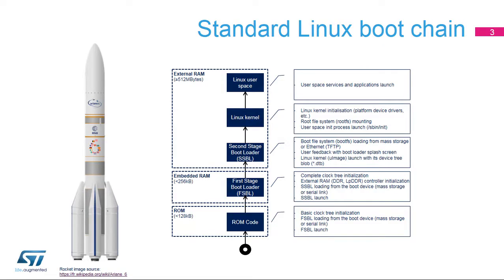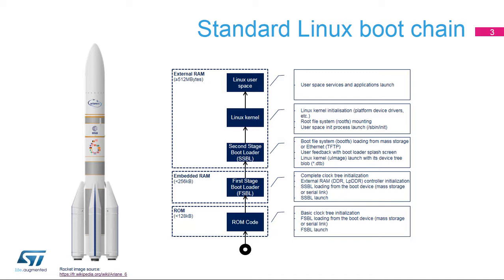Booting a Linux platform is very similar to launching a rocket, since this is a multiple-stage process where only the last one is useful at the end. The boot chain shown on the screen is really standard in the sense that steps are similar on other MPUs available on the market. The first stage is the ROM code.